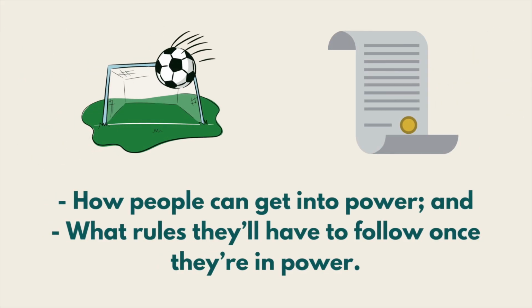A constitution is a set of rules that control how a group or an organization is run. For example, a local soccer club might have a constitution. It might have rules about how people can get into power and run the soccer club, and what rules they'll have to follow once they're in power.